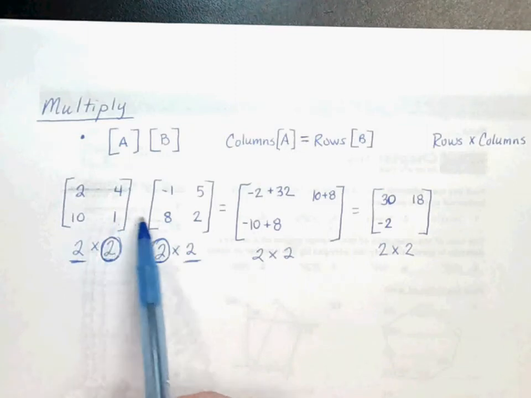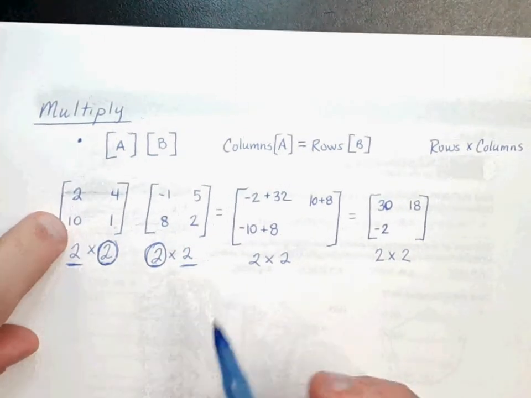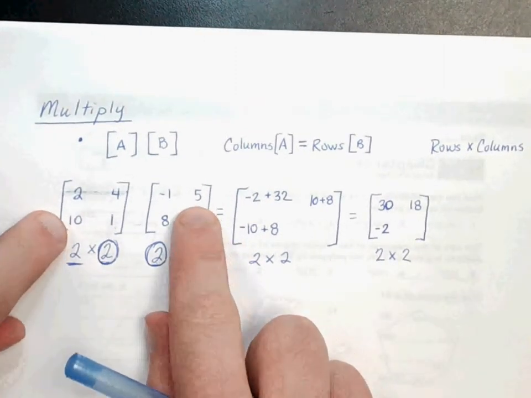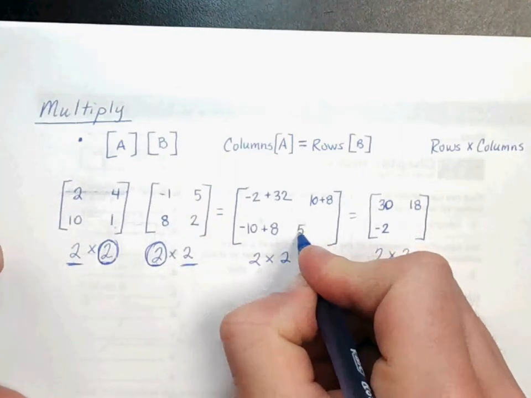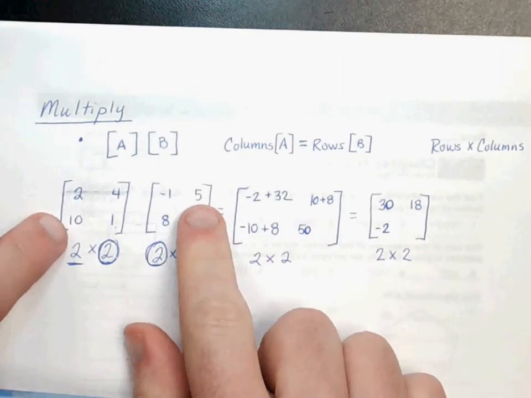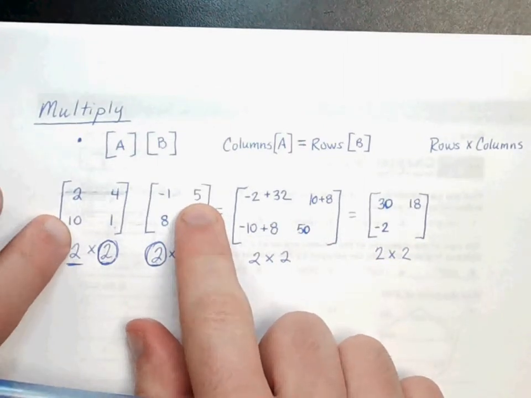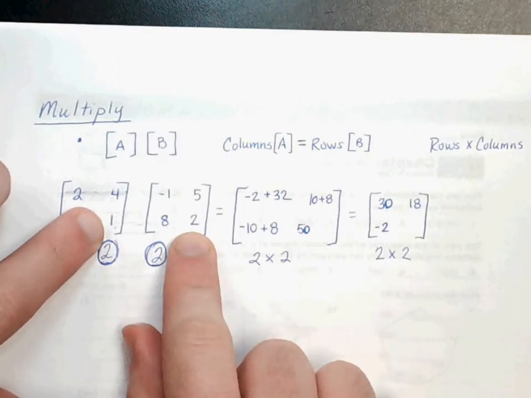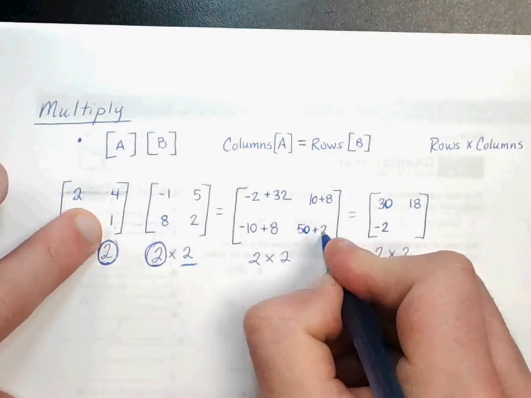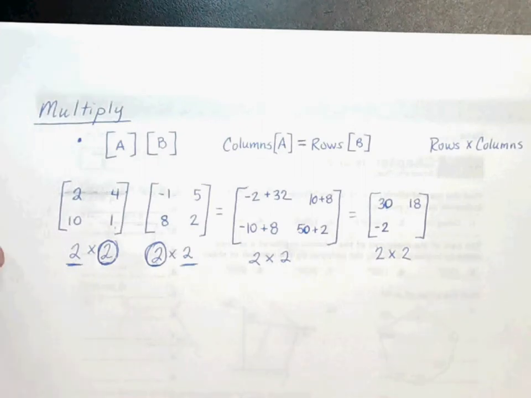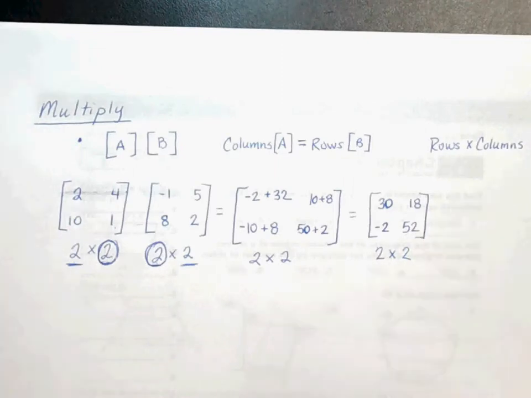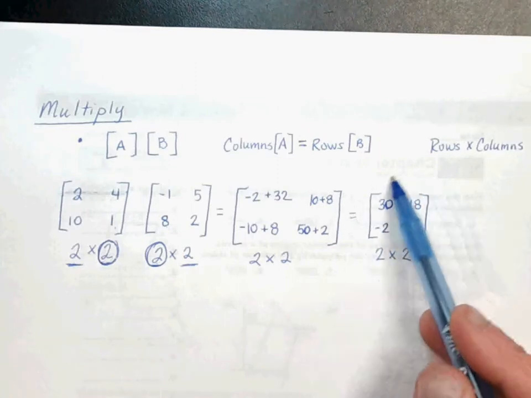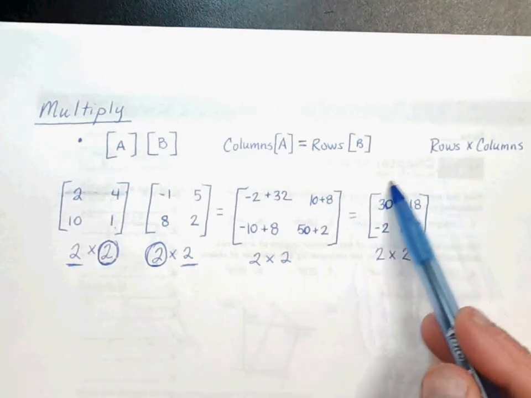Now we've got to use this row with our other column. So we're going to start with the first element in each. So we get 10 times 5, which would be 50. Then we're going to slide over and down. 1 times 2 is 2. So we add 50 plus 2, which would give us 52. So this right here would be our answer matrix.